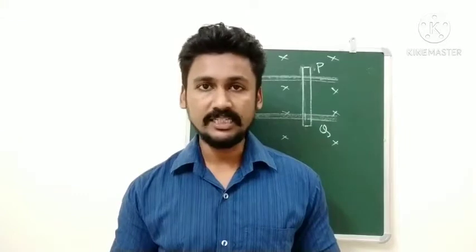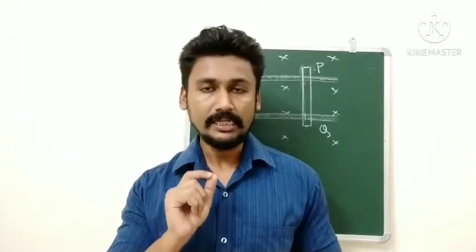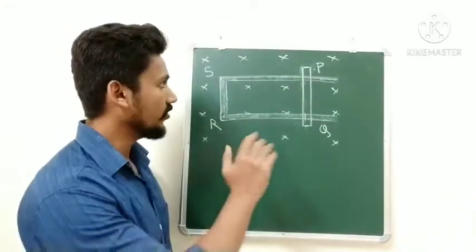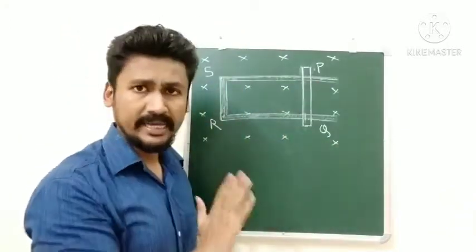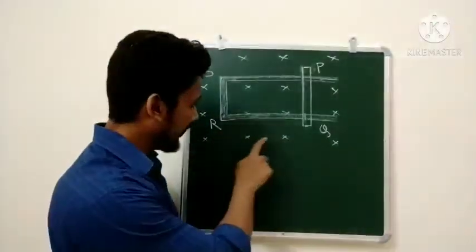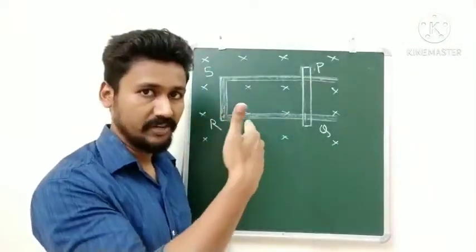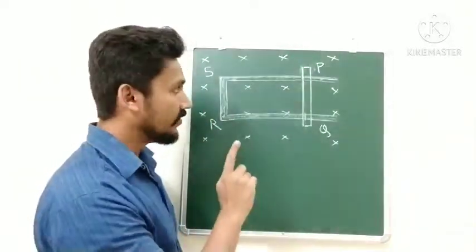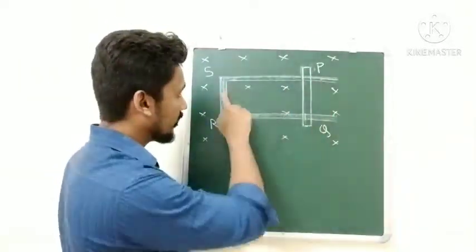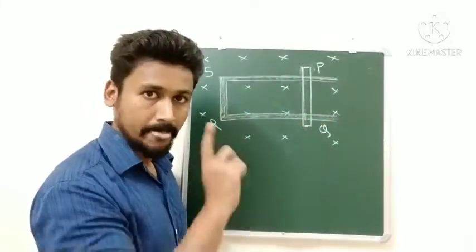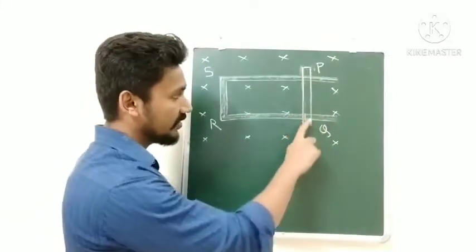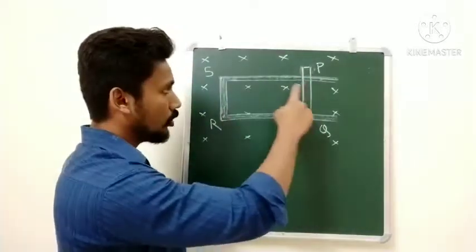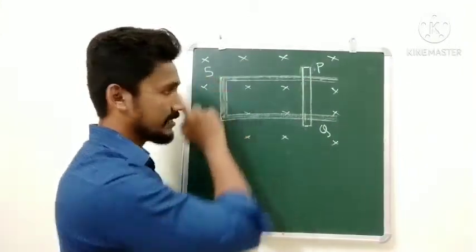The first one that we will see is the concept of motional EMF. What do we mean by motional EMF? Let us see. First of all, we have a magnetic field, represented by these X's, going inside and perpendicular to the board. Then we have a wire, this rectangular shape, and a rod that we have named PQ. All together we get the shape PQRS.